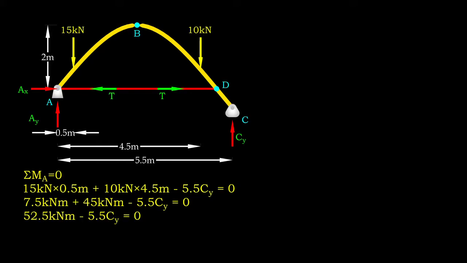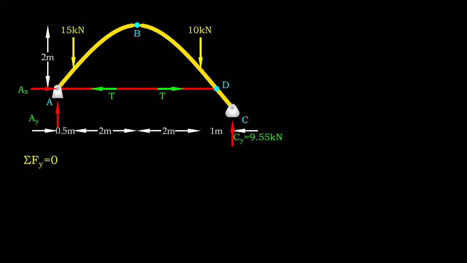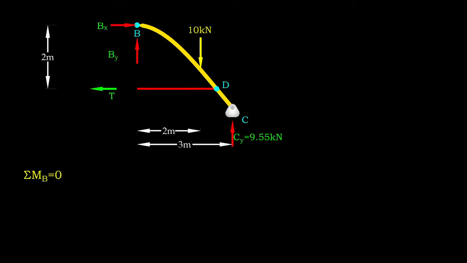From calculation, the value of Cy is 9.55 kN. By taking equilibrium in the y direction, the value of Ay is calculated and found to be 15.45 kN. Next, we cut the arc into 2 parts at point B.